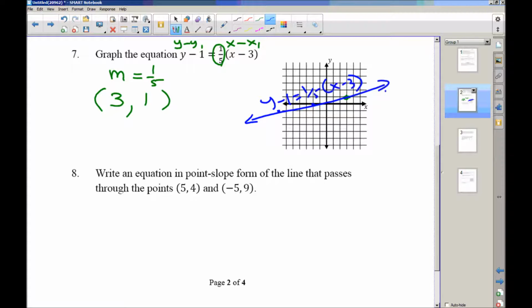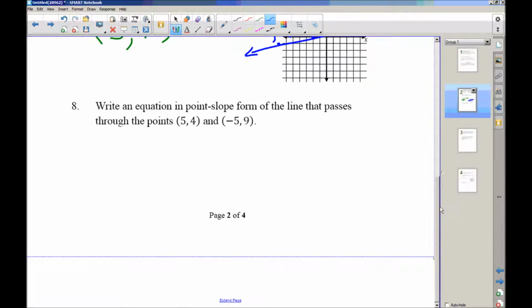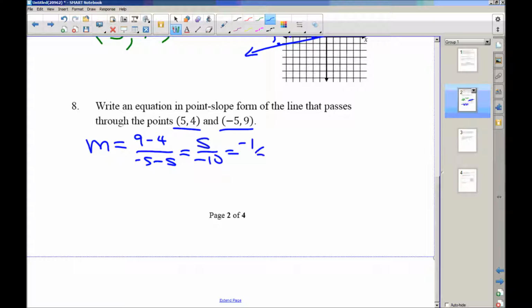And then the last one on this page, number 8: write an equation in point slope form for a line that passes through the points (5, 4) and (negative 5, 9). So we have 2 points here, but we really need to know what the slope is. So I'll do 9 minus 4 over negative 5 minus 5. This gives me 5 divided by negative 10, which is negative 1/2.